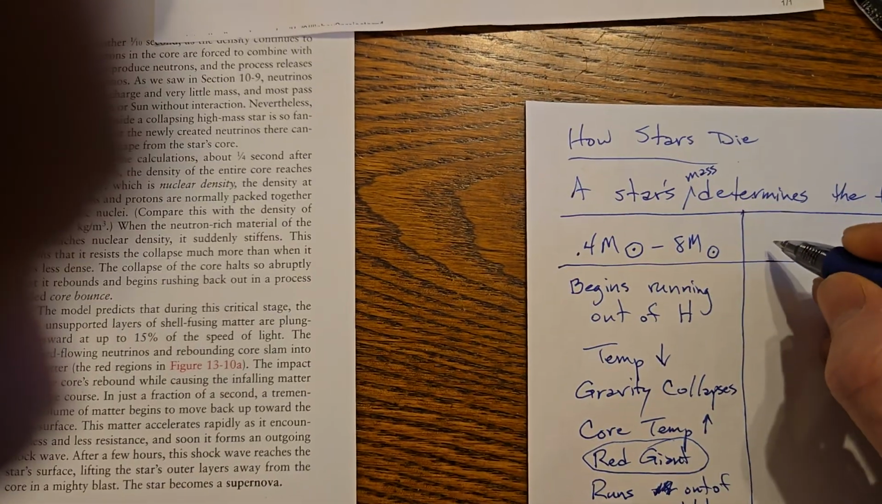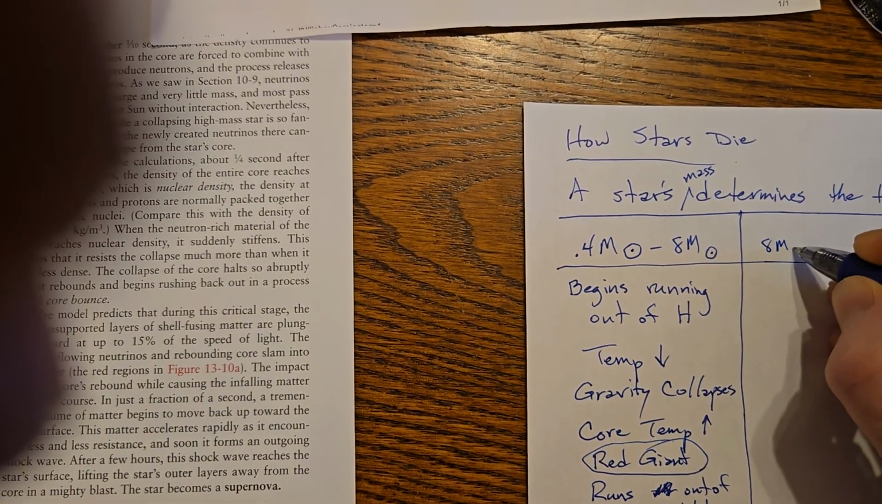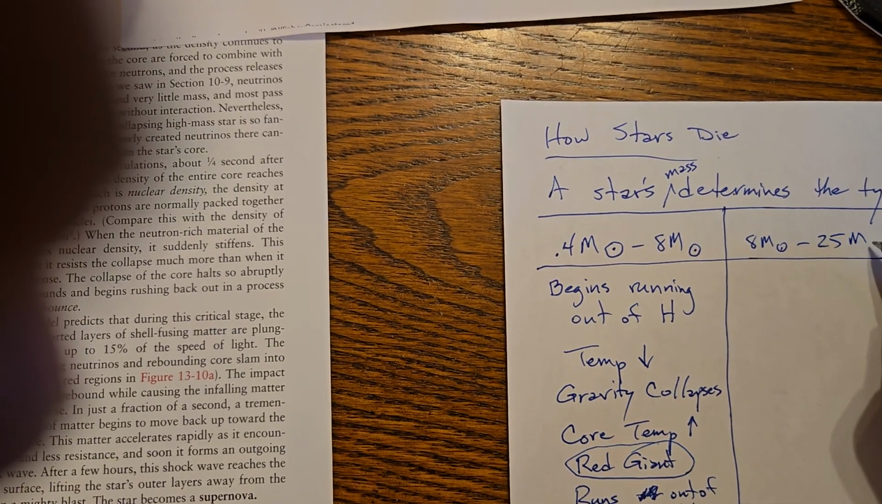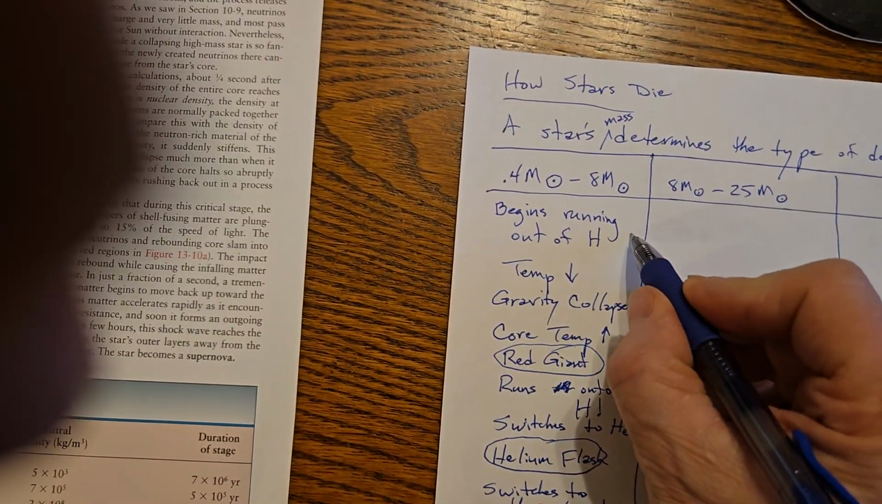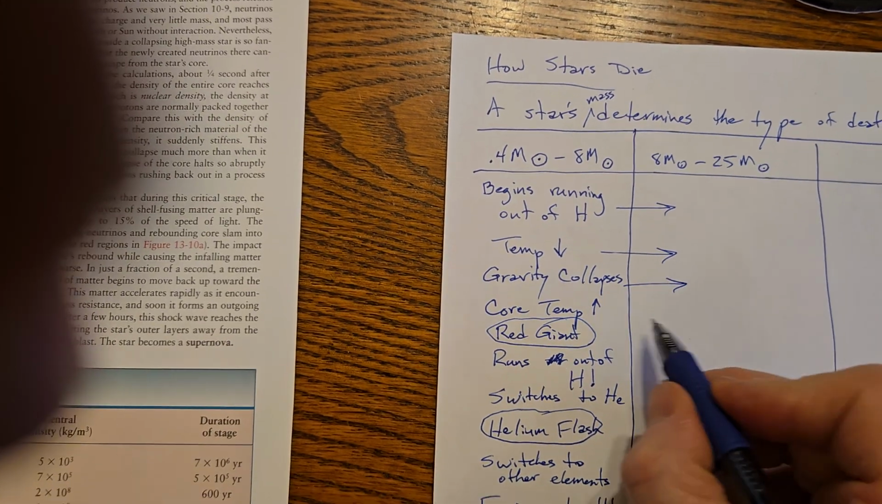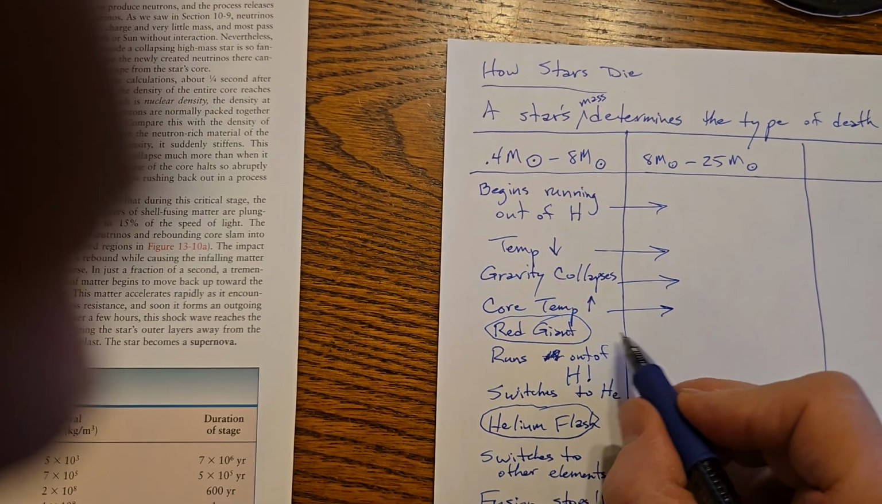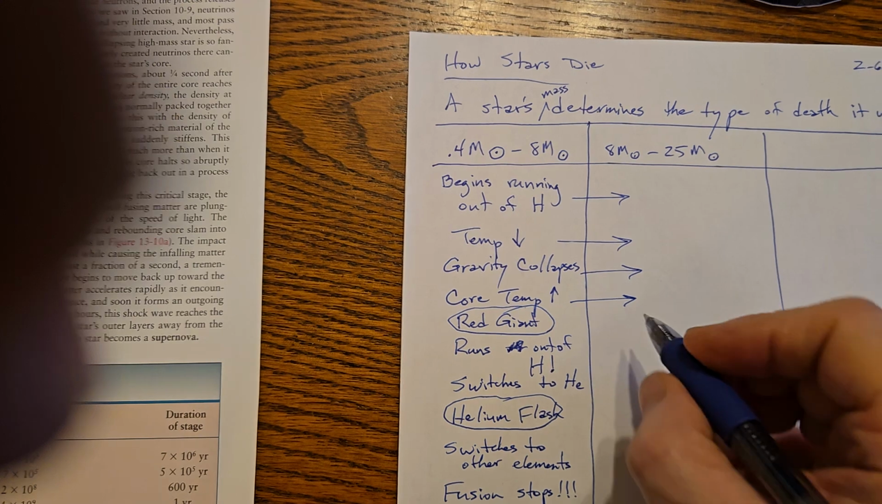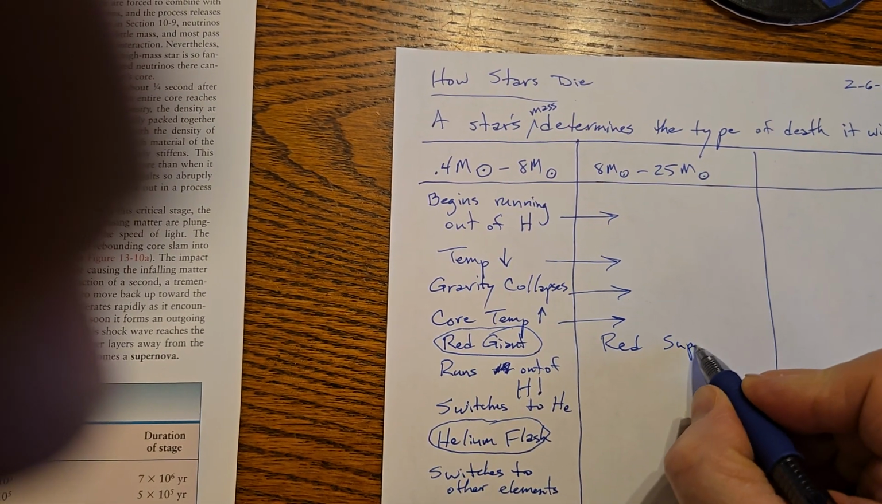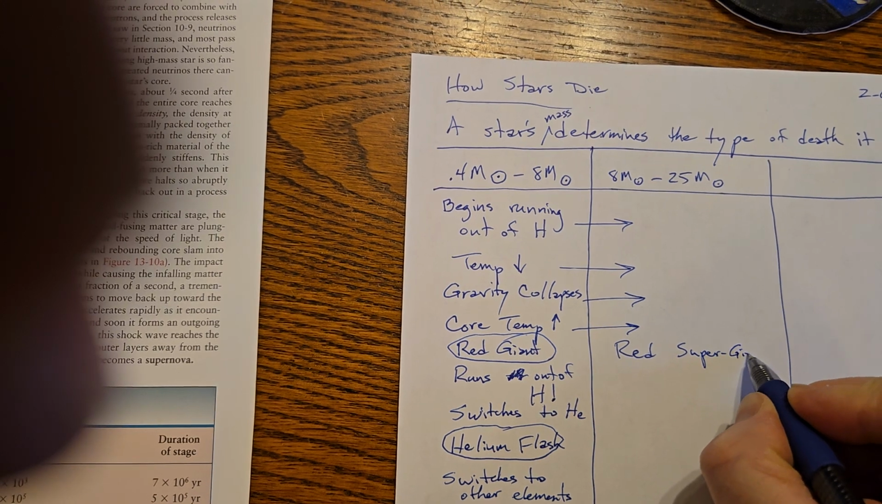These are heavyweights, and these are super heavyweights over here. Okay, the heavyweight stars are 8 times the mass of the sun, up to 25 times the mass of the sun. That's big. Okay, and many of the same things are going to happen. The problems start with running out of hydrogen, and the temperature dropping, and gravity collapsing, and the core temperature going back up. I can't tell you that it's a red giant because it's bigger than a red giant. It's a red supergiant, which we talked about.